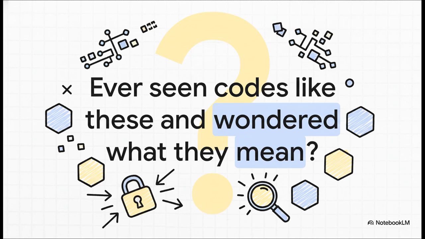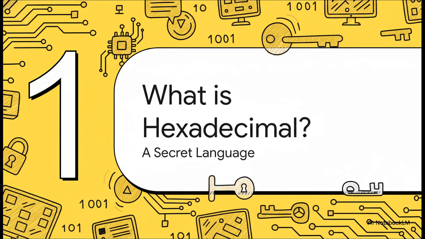But here's the thing. It's not random at all. It's actually a language. And once you learn a few basic rules, you can read it fluently. So come on, let's solve this little mystery. So, the key, the absolute secret to unlocking all these codes is a number system called hexadecimal. Now, I know that sounds super technical and complicated, but trust me, it's really just a clever way of counting that's absolutely perfect for computers.